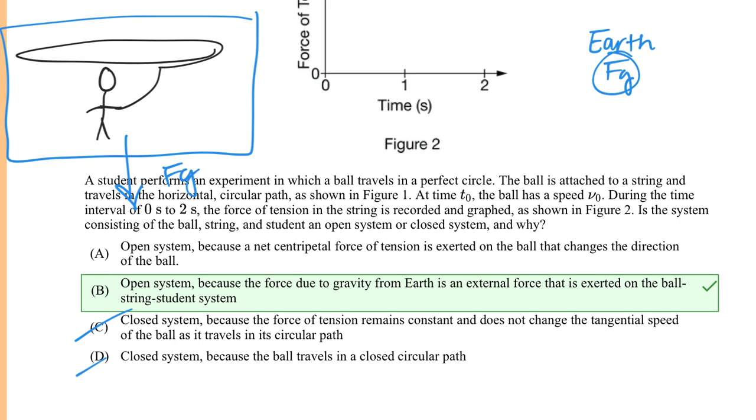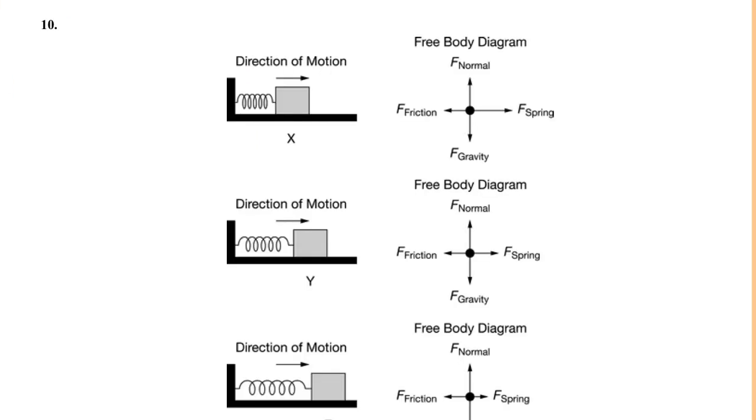Letter A says an open system because a net centripetal force of tension is exerted on the ball that changes the direction of the ball. Well, the centripetal force is actually included in our system anyway. Again, the centripetal force is due to the tension of the string, which is included in the system. The graph kind of throws you off. It just verifies that the tension is constant the whole time.